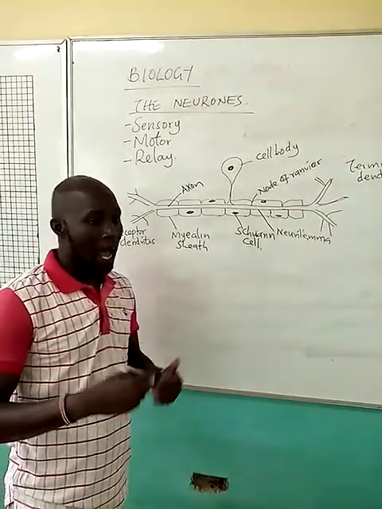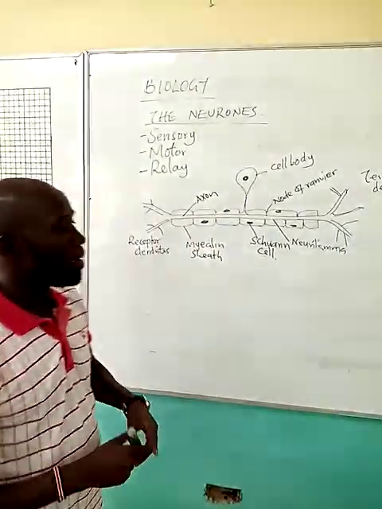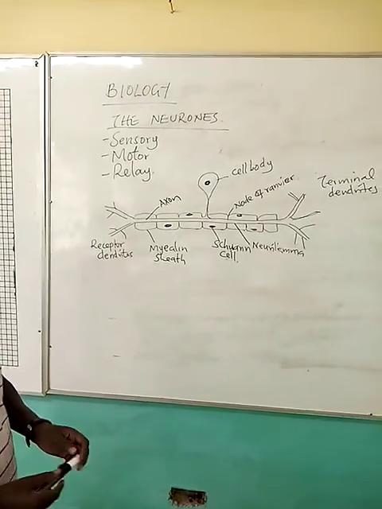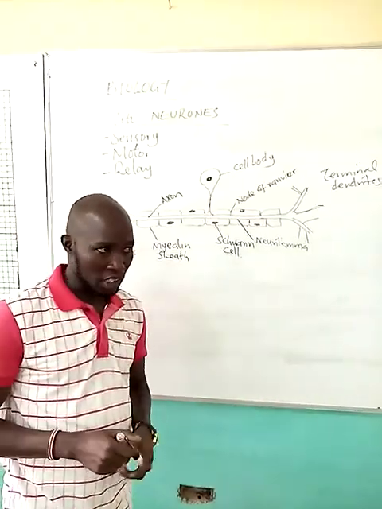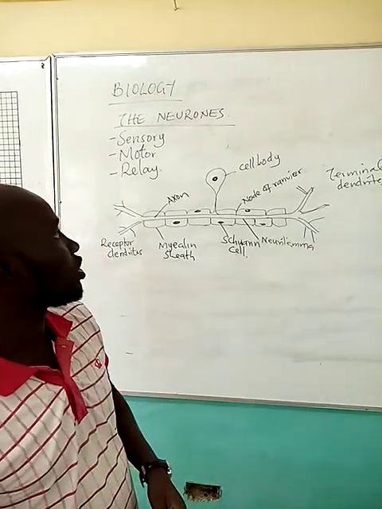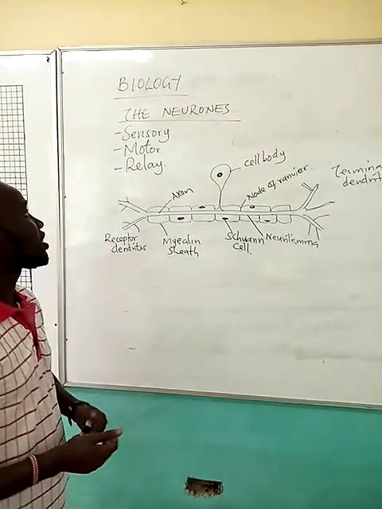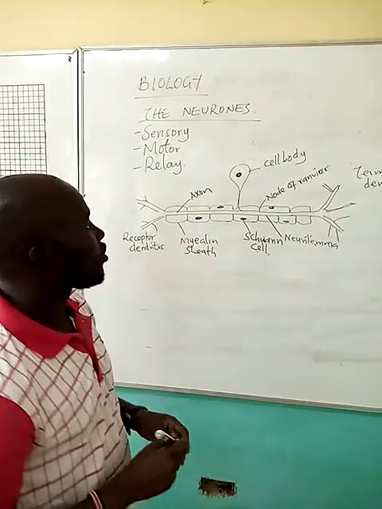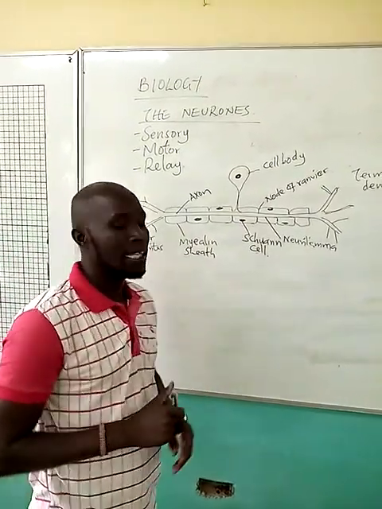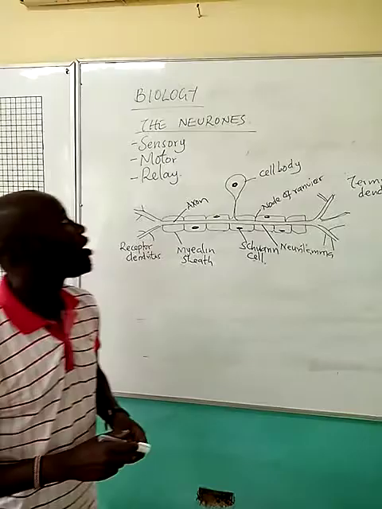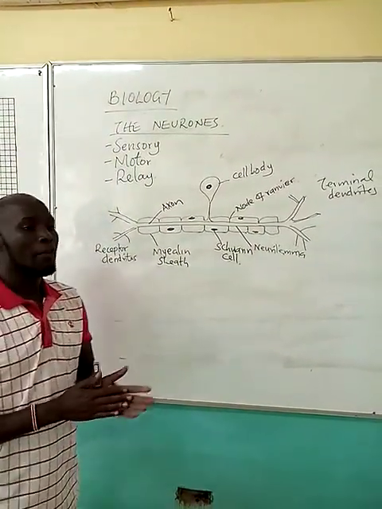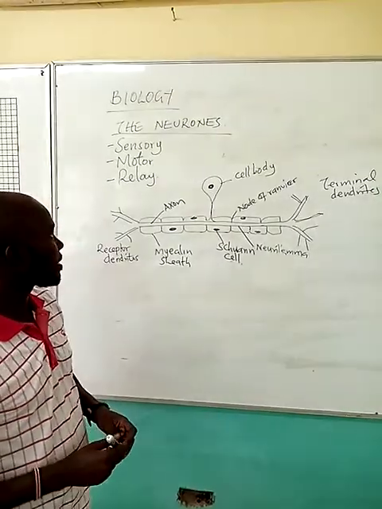When a stimulus is detected by an organism, the information has to be sent to the central nervous system for interpretation so that an appropriate action is taken. So for that reason, the basic unit of the central nervous system, the CNS, is what we call the neurons. So a neuron is therefore defined as a basic unit of the central nervous system.